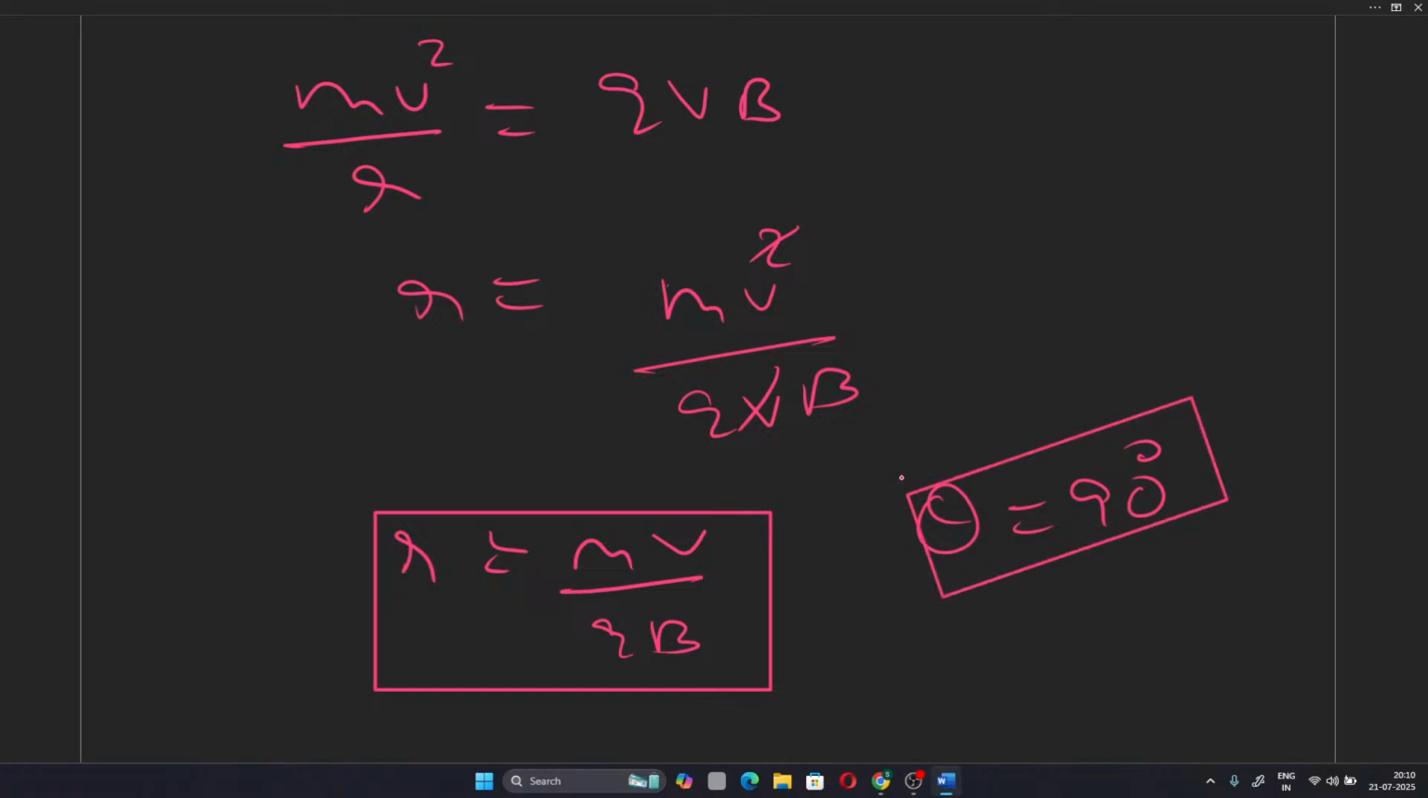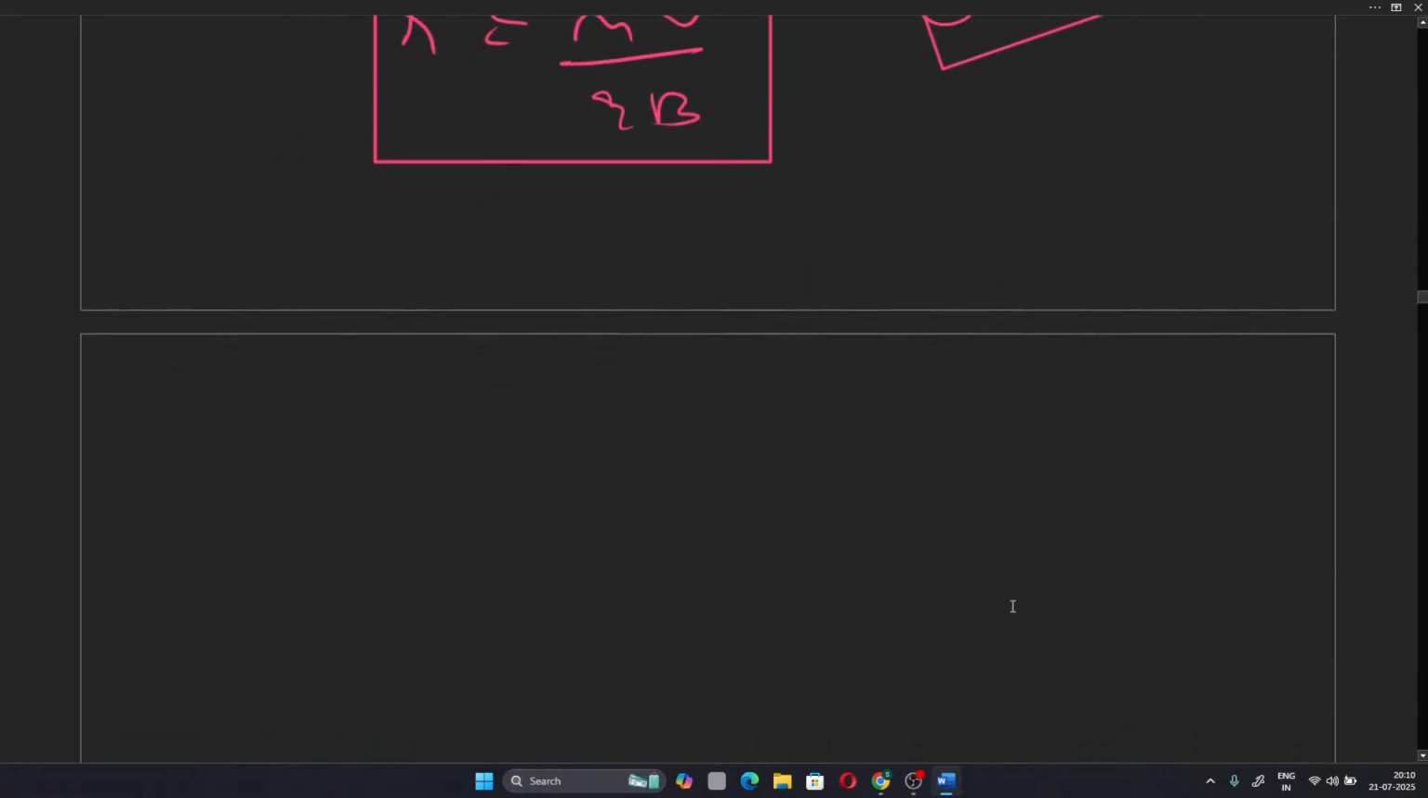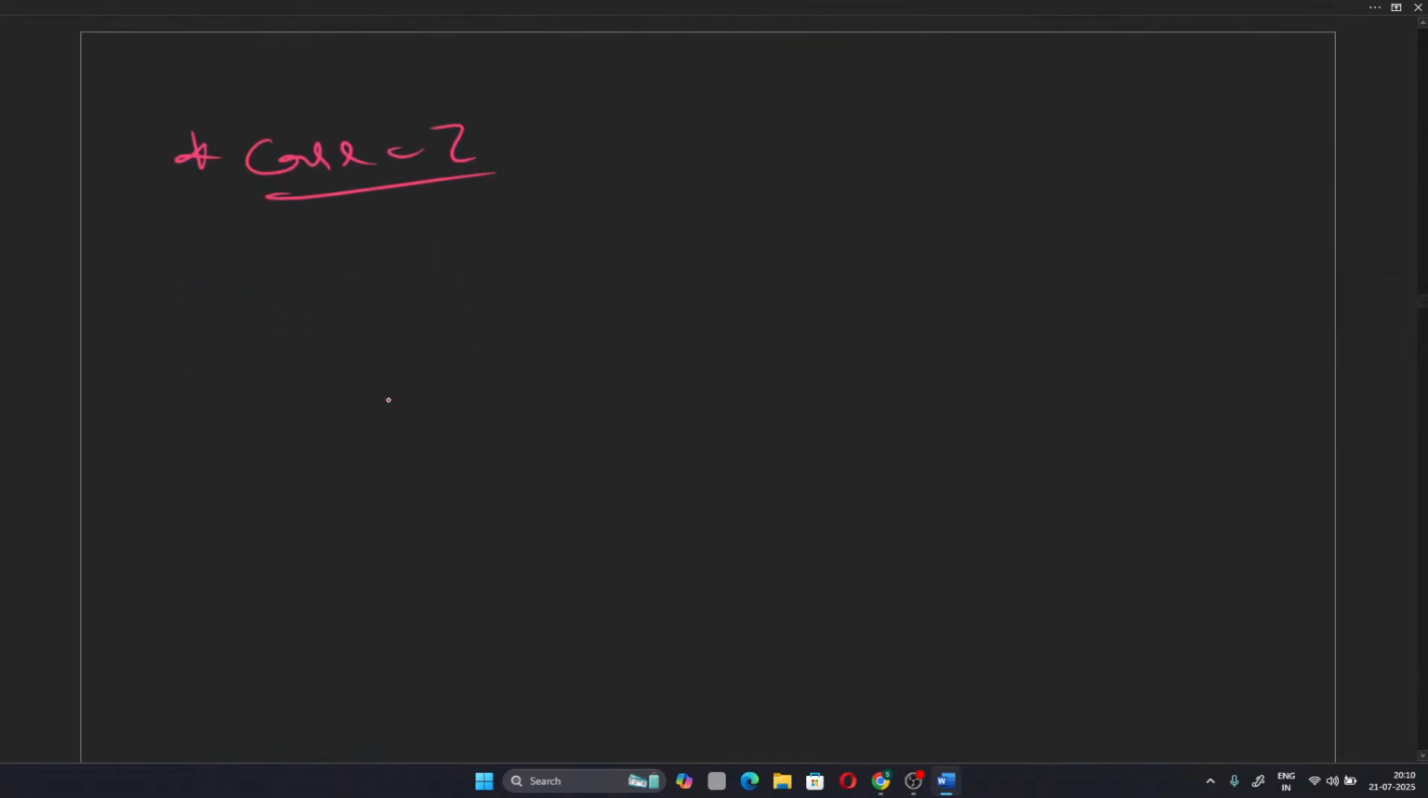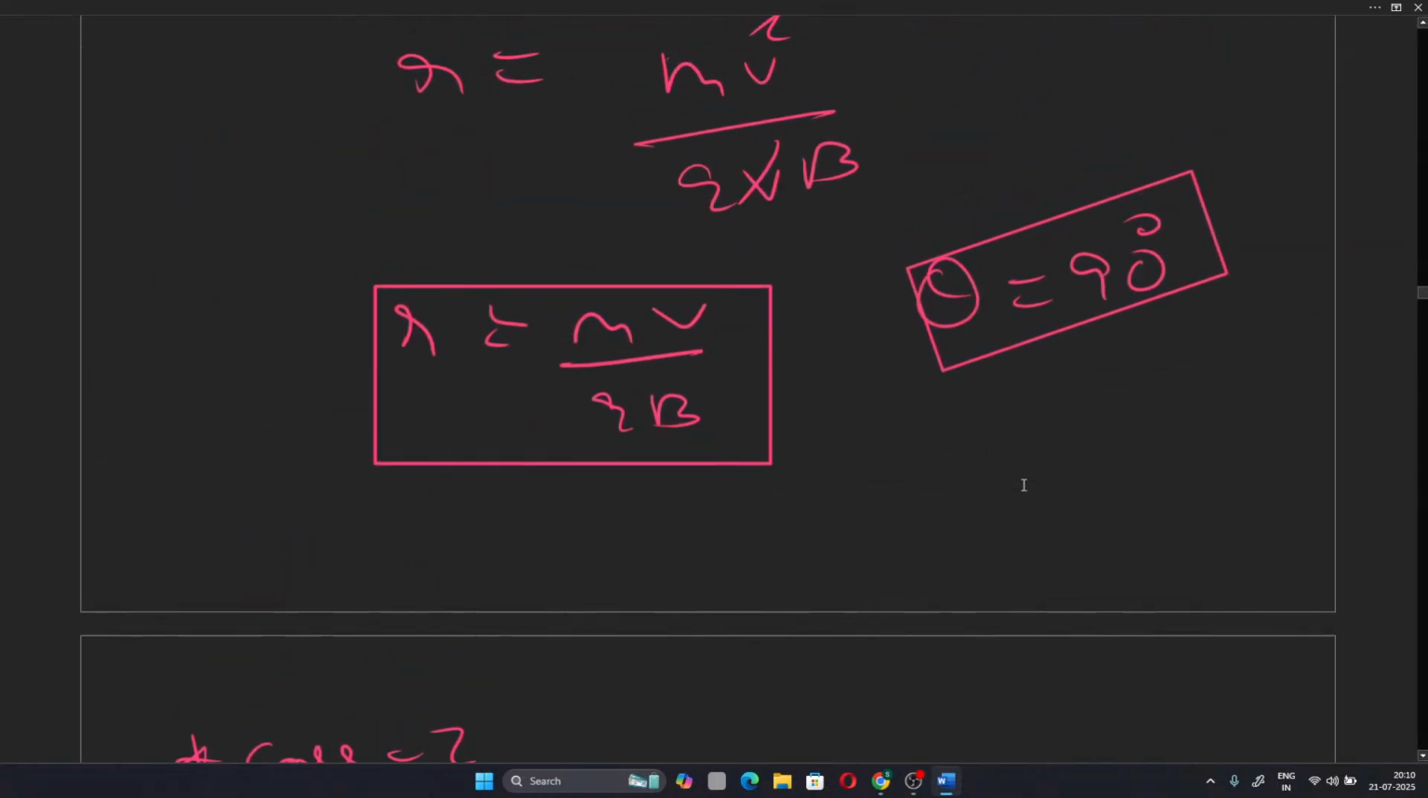In the second case, where we took a helical path, we can write it as v cos theta here and v sin theta here, where theta is not equal to 90 degrees. I'll not be deriving that right now.